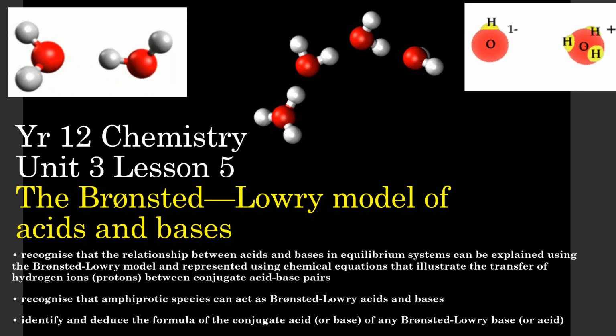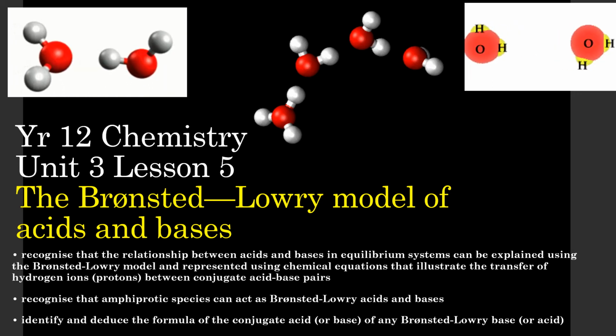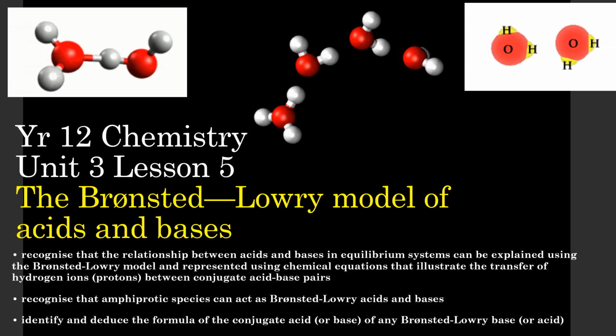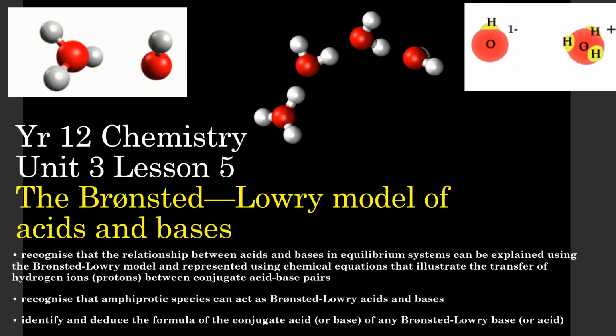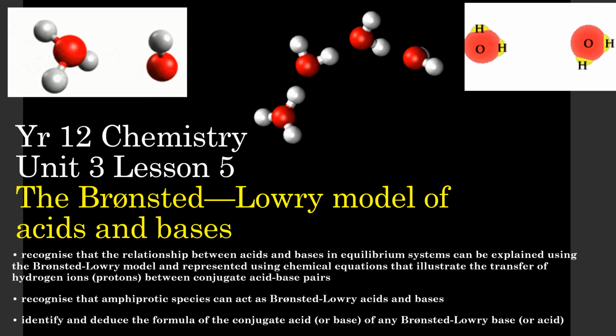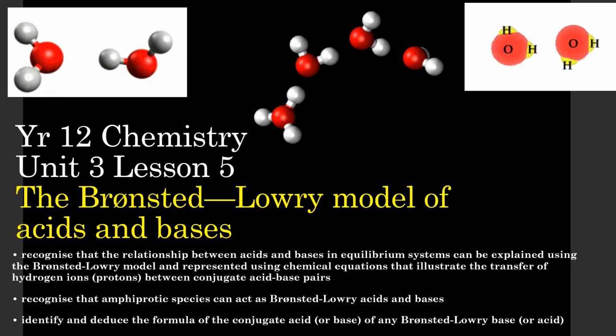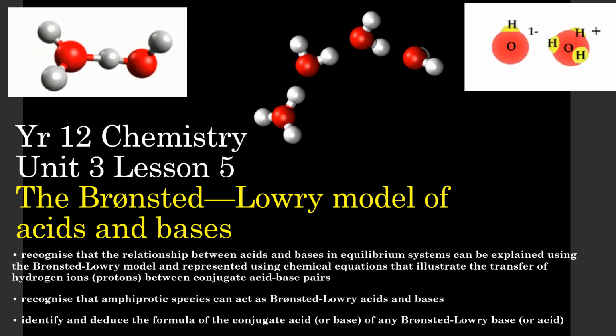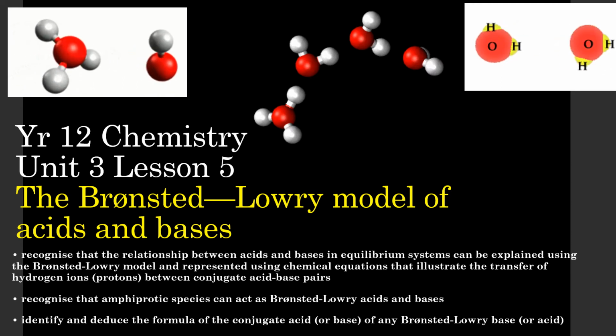So today we want you to be able to recognise the relationship between acids and bases and equilibrium systems can be explained by the Bronsted-Lowry model, and represented by using chemical equations that illustrate the transfer of hydrogen ions, which are protons, between the conjugate acid and base pairs. You should be able to recognise that the amphiprotic species can act as Bronsted-Lowry acids and bases, and identify and deduce a formula of conjugate acid or base of any Bronsted-Lowry base or acid.